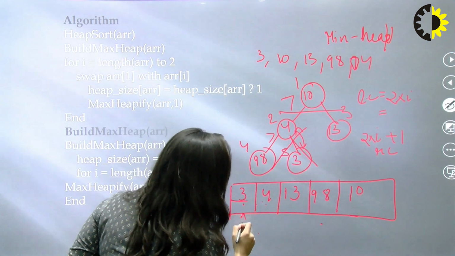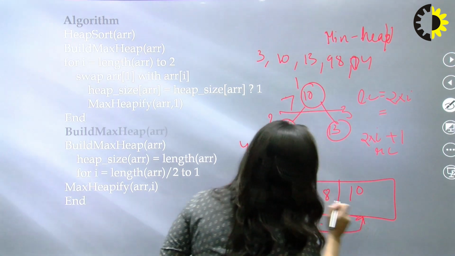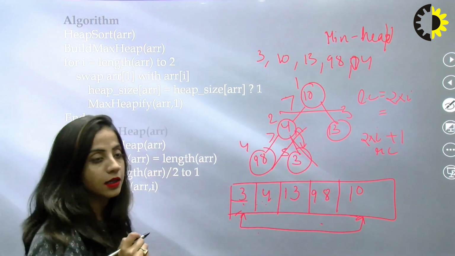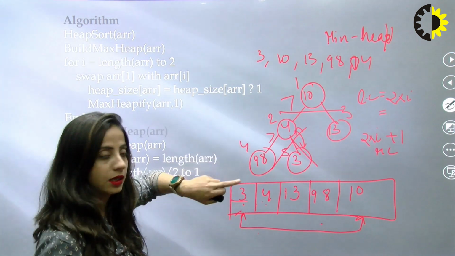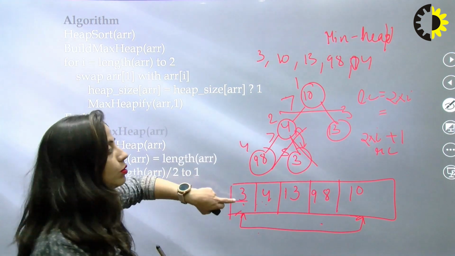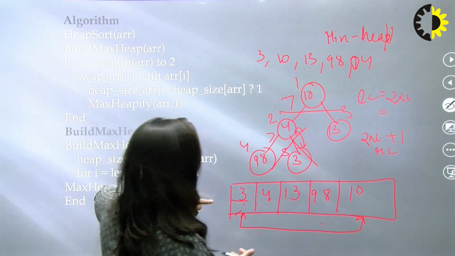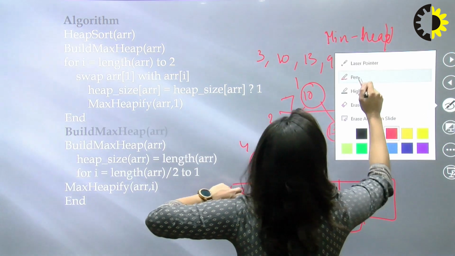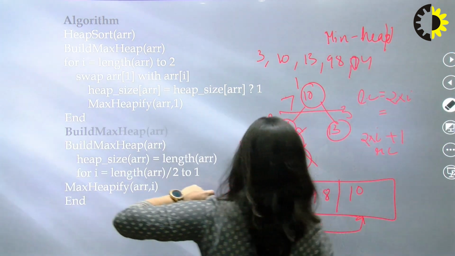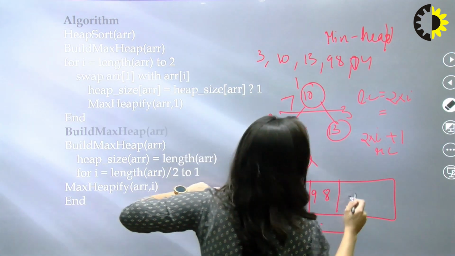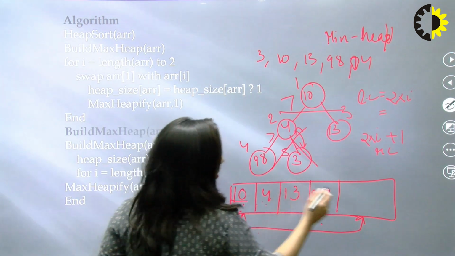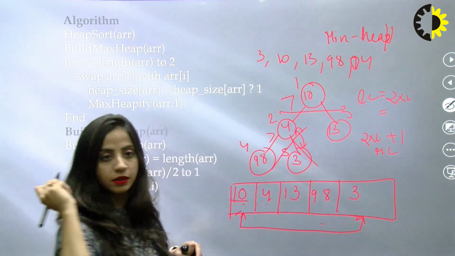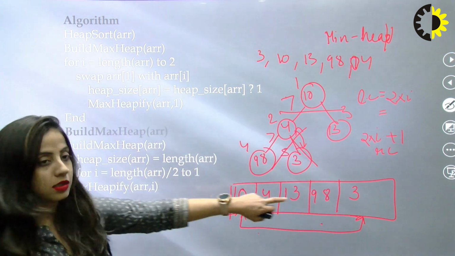I will swap this first node with the leaf node. This is what we just did in the heap tree, and this is the same thing we are going to do in the array form. So, what will be the first element now of this array? It will be 10 and this will be 3. This is what we just did.